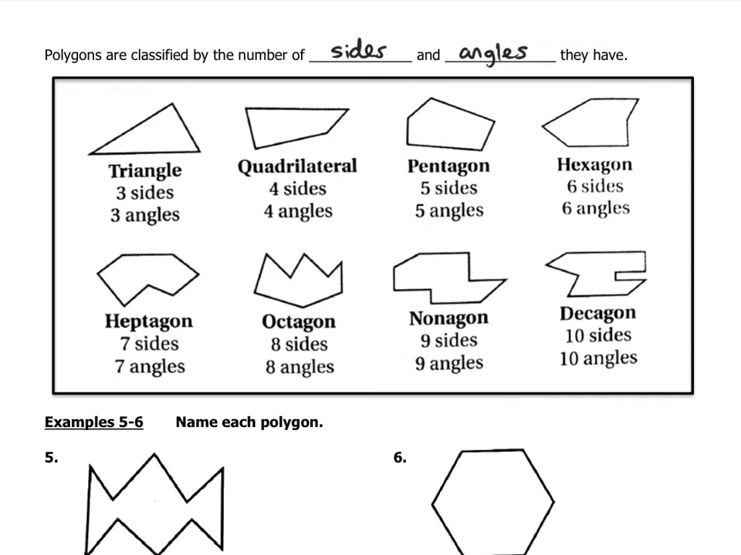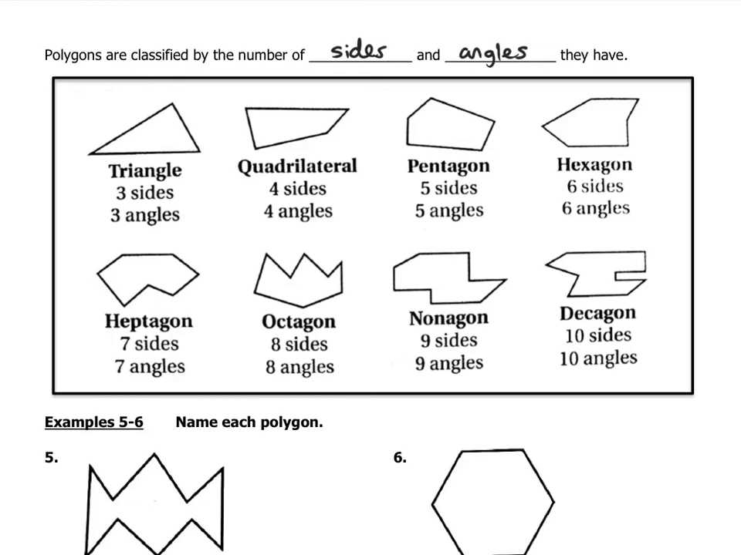So be careful in the difference in those two polygons. They're similar, but one is H-E-X and one is H-E-P-T. 8 sides, if you're familiar with stop signs, you know this one. An octagon. Octagon has 8 sides. Number 9, a nonagon has 9 sides, 9 sides and 9 angles. And then 10 sides and 10 angles is a decagon.